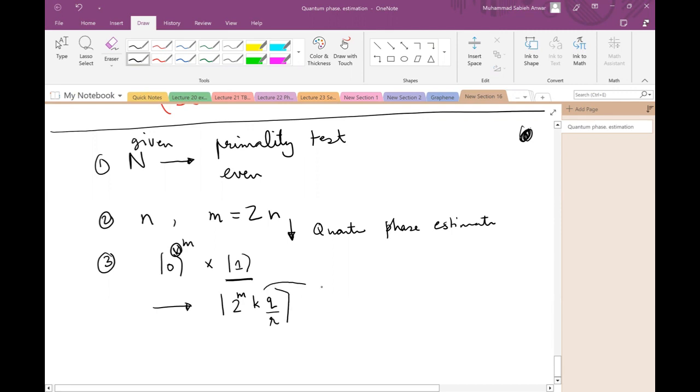So we take this integer here. This is going to be some integer close to this value. We divide by 2 raised to power m. We get kq over r. We really get an integer that is close to this. And we then divide this by q to get k over r. We put this equal to our b.